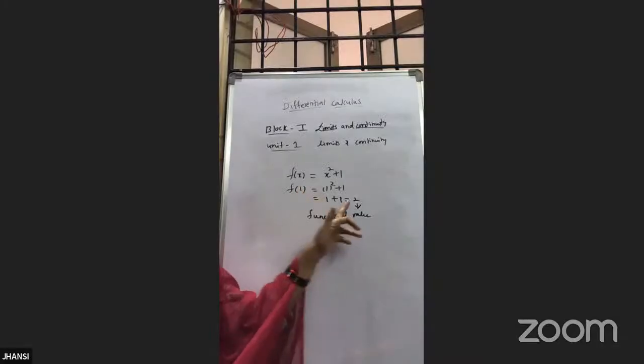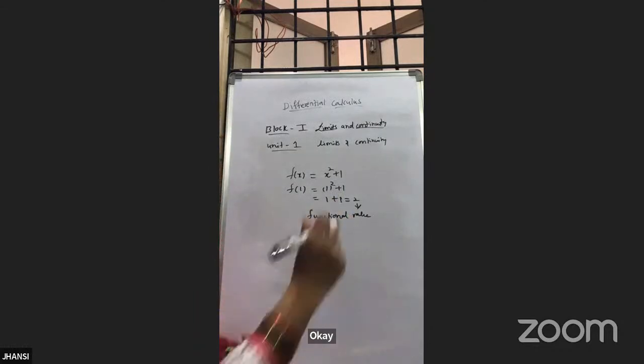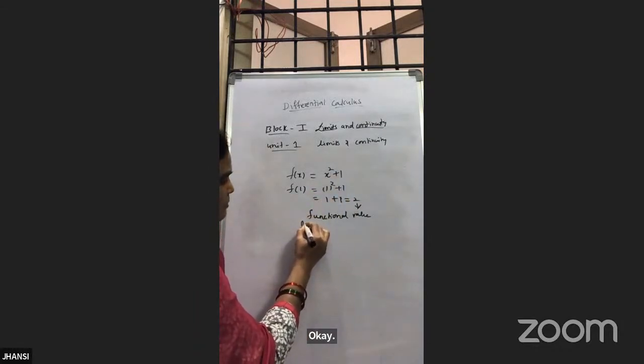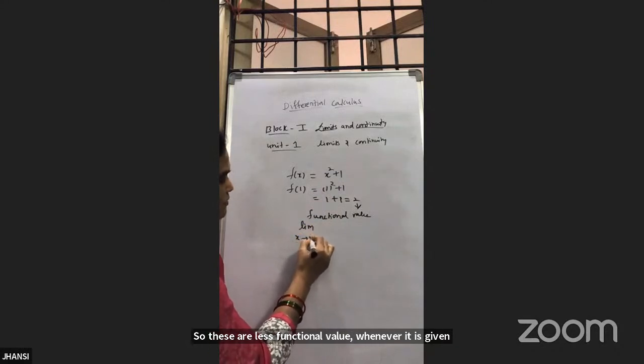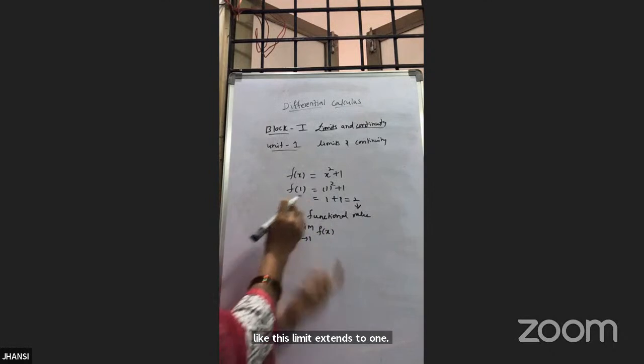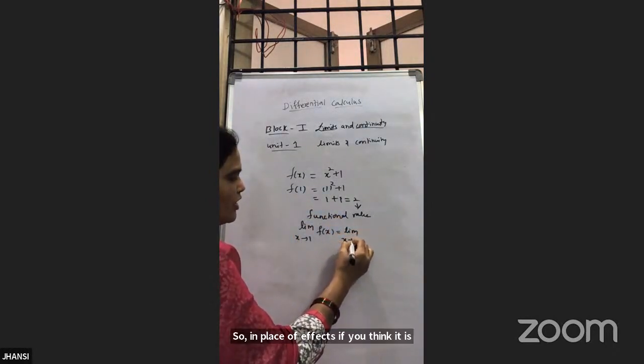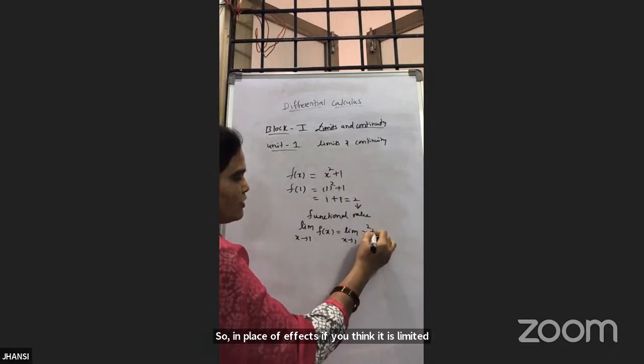Substituting in place of x, that value, we can find the value. Okay, so this is called the functional value. Whenever it is given like this, limit x tends to 1, f of x, in place of f of x, our given functional value is x square plus 1.